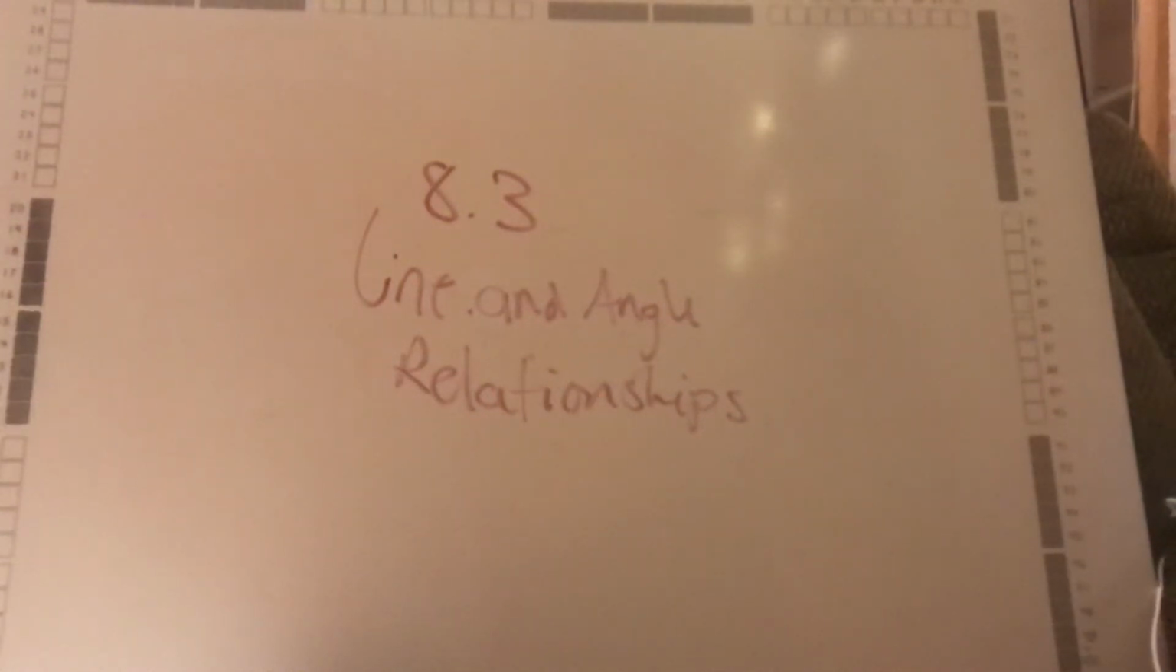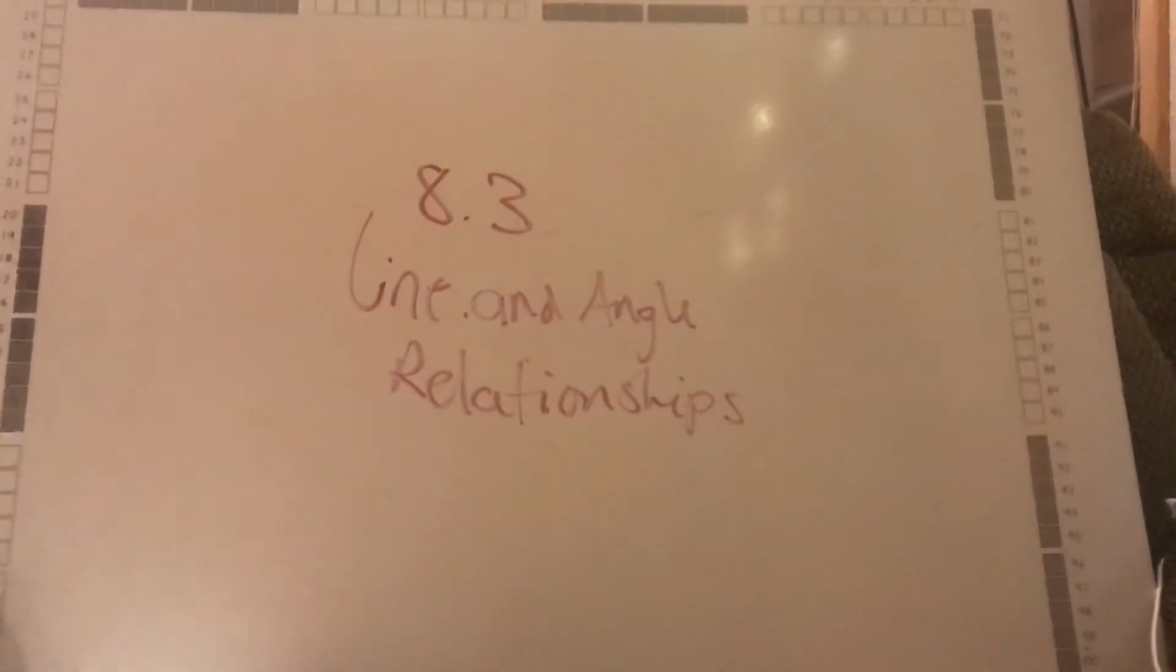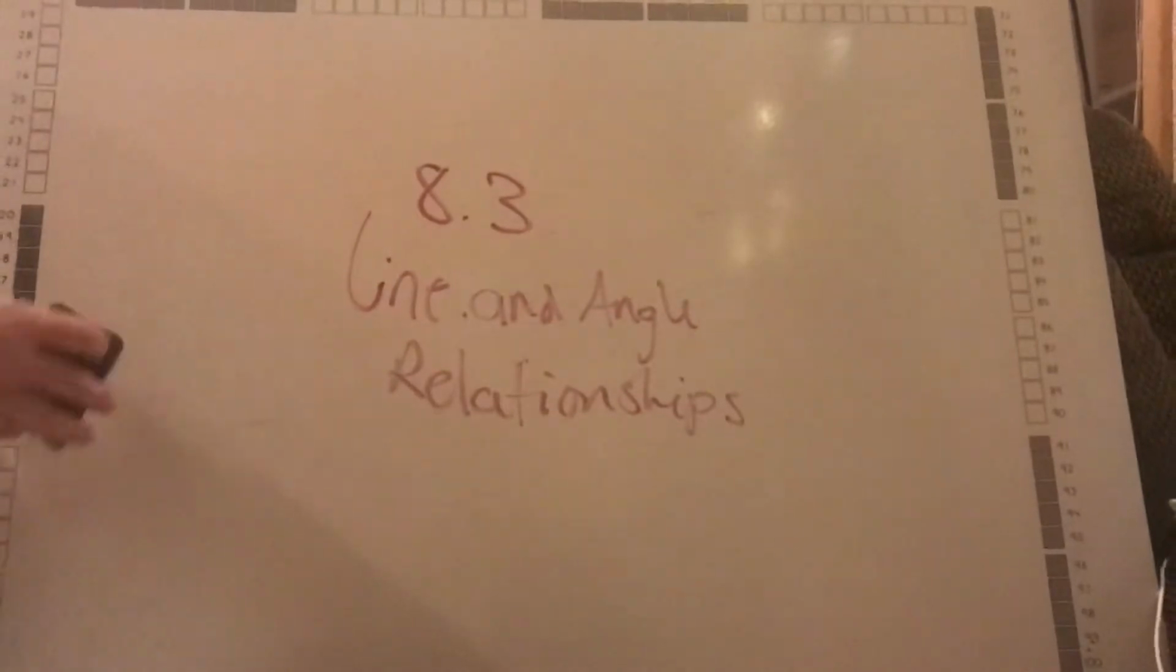All right, for lesson 8.3, we're going to talk about line and angle relationships. So we've talked about lines, and we've talked about angles, and now we're going to talk about how they are related. So open up your books to page 322, and the first thing you're going to do is write down the definitions of these three types of lines.